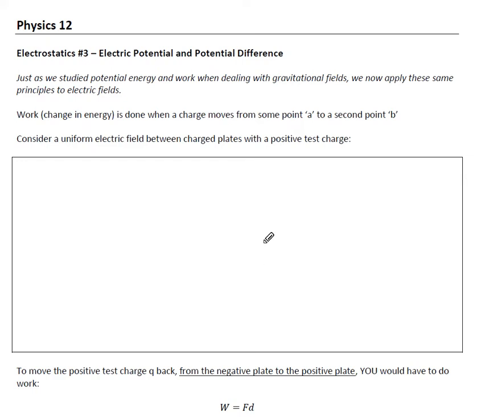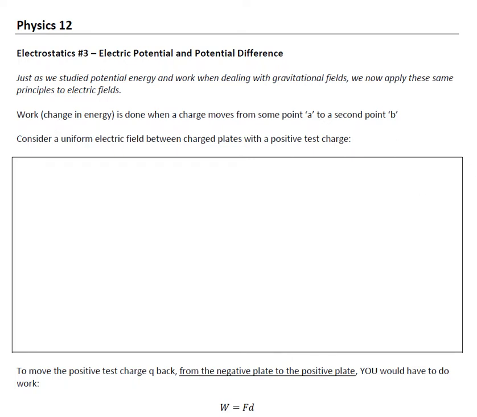Okay, so our next topic we're looking at is something called electric potential and potential difference. Just like in gravitation, we first looked at the force due to gravity, and then after that we looked at energy. Same thing with electrostatics. First we looked at forces and electric field. Now we're starting to look at energy. So first thing we're going to look at is, well, let's do a little analogy.